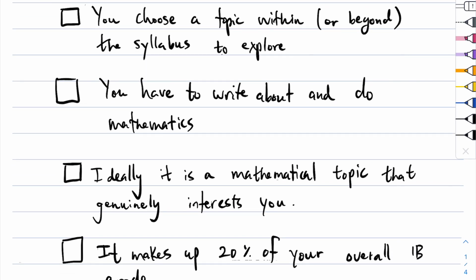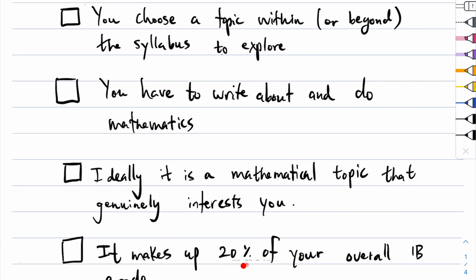And then, second last point is just that hopefully it's a mathematical topic that genuinely interests you, like something you're curious about, something you want to explore more of. But if you can't find a topic that genuinely interests you, then choose a math area that you're interested in. Maybe you're interested in complex numbers or calculus, whatever. Choose a mathematical field that interests you.